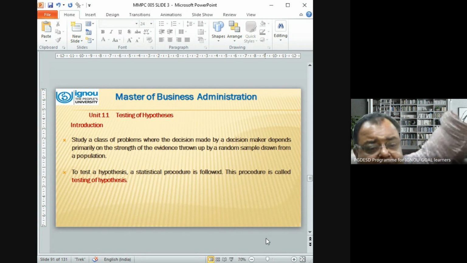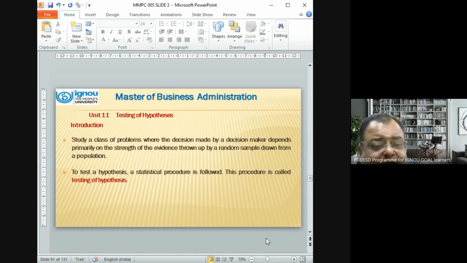Study a class of problem where the decision made by a decision maker depends primarily on the strength of the evidence thrown up by a random sample drawn from a population. To test a hypothesis, a statistical procedure is followed, and this procedure is known as testing of hypothesis.